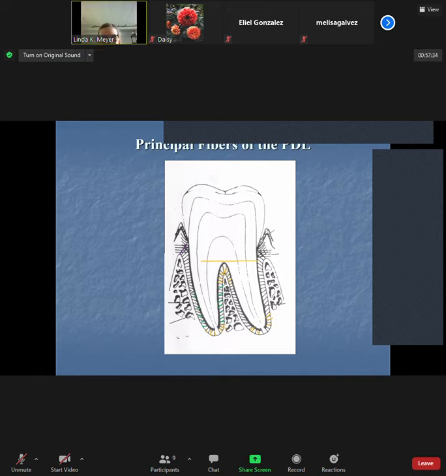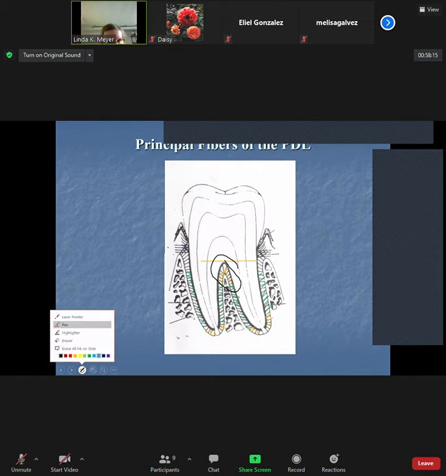And I'm going to make the oblique ones go up a little higher there than shown. Do you see how, for each root, you have oblique fibers on each side of each root? And the interradicular ones are just in this bifurcation area right in here.